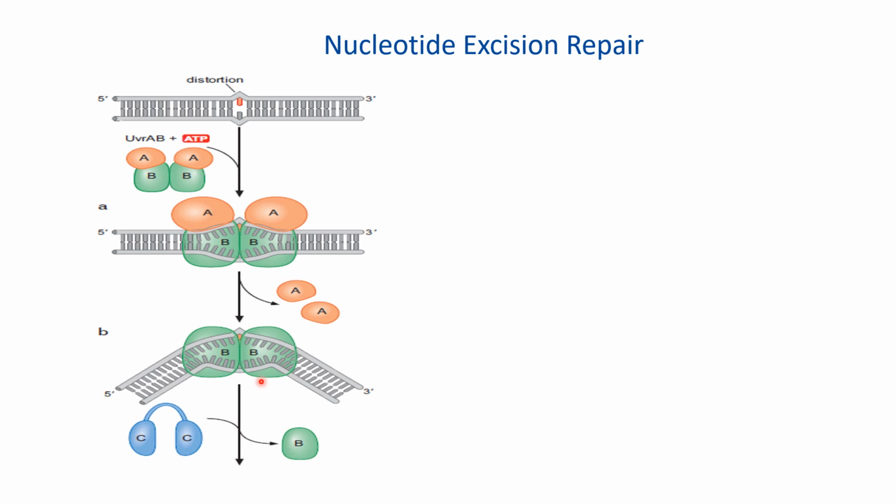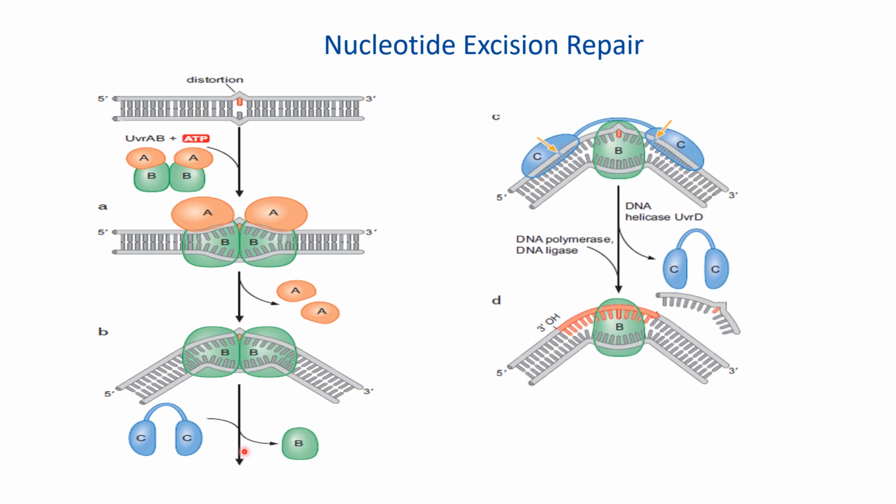Now this B docks another protein to the site, that is the UVRC. Always remember that UVRB has a helicase activity. That means it creates a bubble-like structure here. Then this B leads to the recruitment of UVRC, and with that, one of the UVRB is released. Just one B is there, with the recruitment of the UVRC.